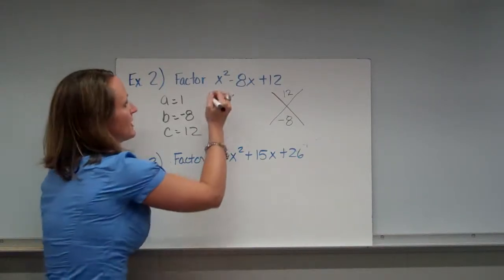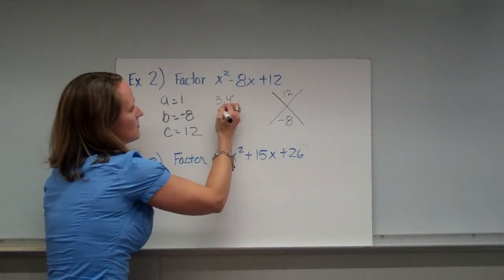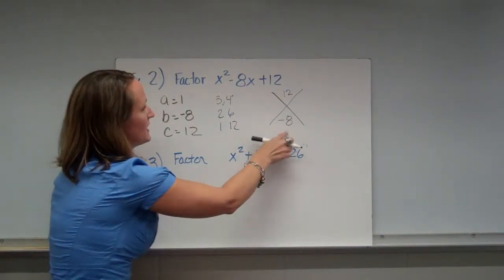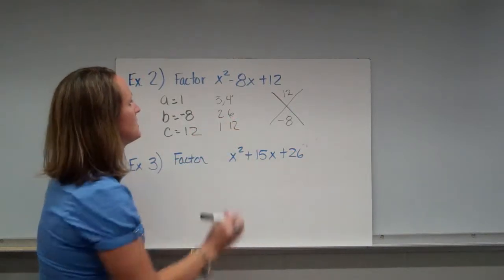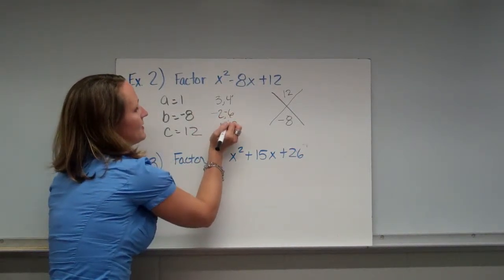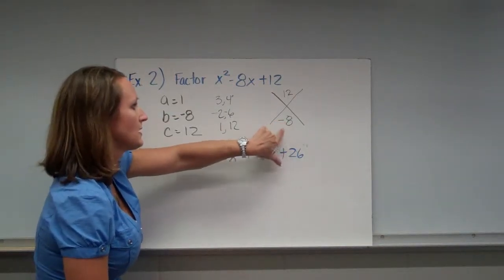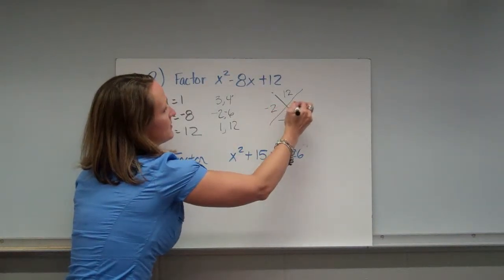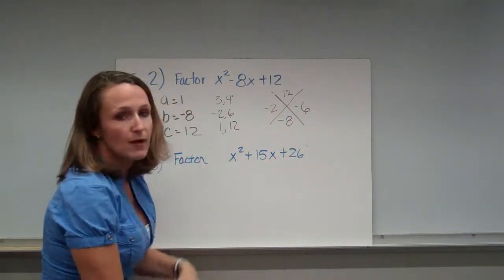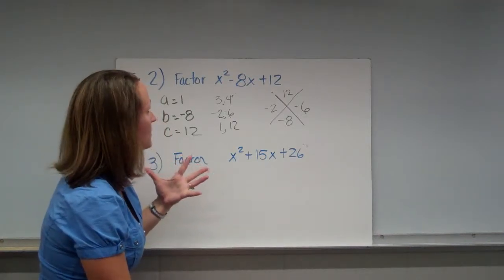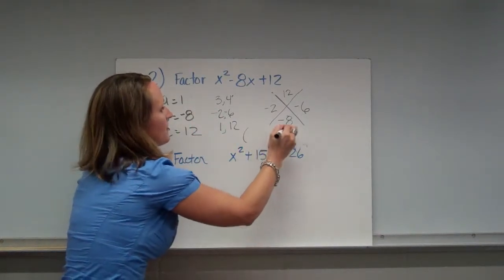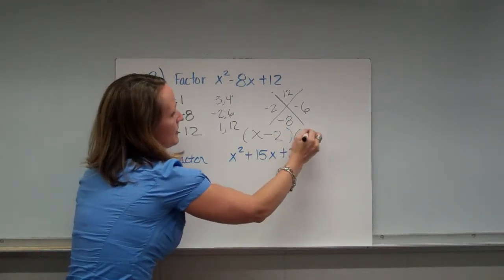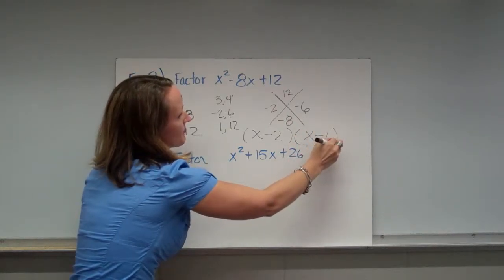Okay, so what can I multiply to get positive 12 that adds to give me negative 8? Well, again, if you list your factors, 3 and 4, 2 and 6, 1 and 12, and we need negatives. 2 and 6, if we have both negative 2 and negative 6, will give us negative 8 when we add and positive 12 when we multiply. So I'm going to put these over here. And then when I go to write it in my factored form, I'm going to have x minus 2 this time, and x minus 6.